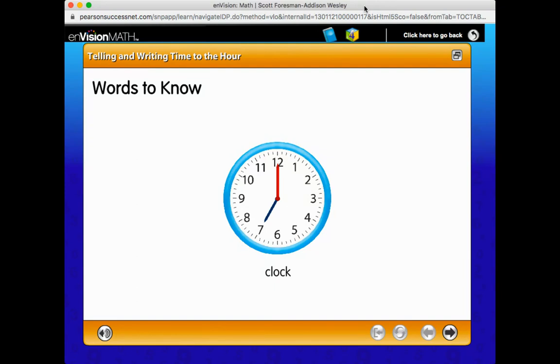Today, our focus is on telling and writing time to the hour. So, yesterday we talked all about how to read a clock. And today we're going to see two different types of clocks and how to read them. So, let's get started. Our words to know, remember to repeat. Clock.